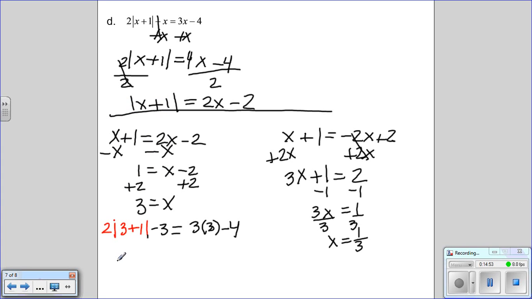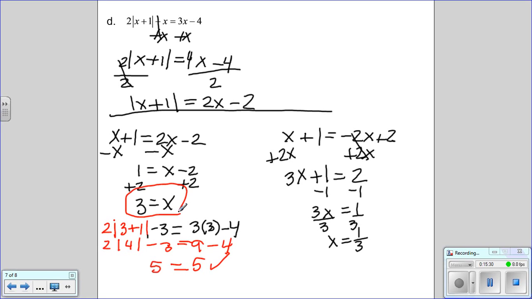Okay, so what I have now is 2 times the absolute value of 3 plus 1 is 4. So 2 times the absolute value of 4 minus 3 equals, on the right side, 3 times 3 is 9 minus 4. Well, let's do a couple steps in one here. 2 times 4 is 8, 8 minus 3 is 5, and on the right side, 9 minus 4 is 5. And so this solution works. This one checks, x equals 3.